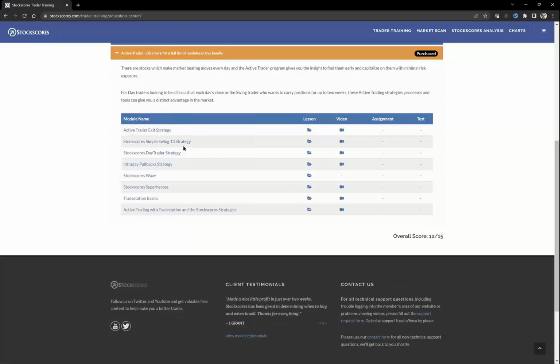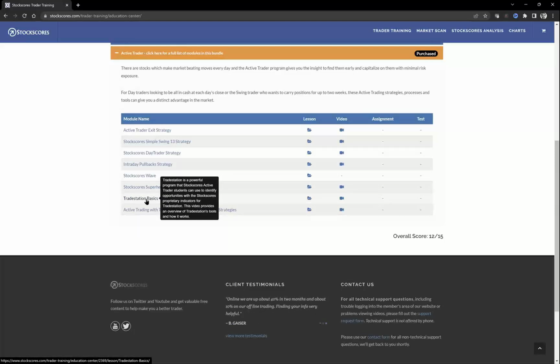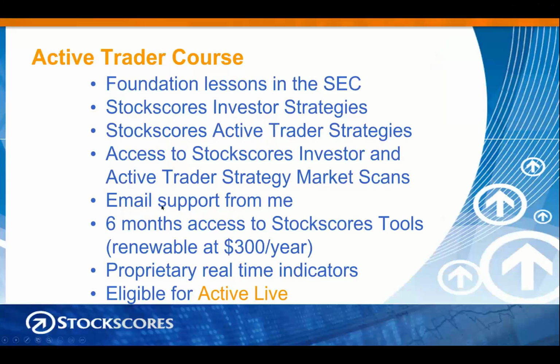And then you have access to the tool TradeStation with my indicators. Or if you don't want to run TradeStation, many people don't. You can monitor my service called Active Live, right? Because only people that have taken the Active Trader course can participate in Active Live. It's a monthly subscription, and it's basically watching my analysis screen with my coaching to identify and execute day and swing trades. And again, you also get my proprietary real-time indicators for TradeStation.